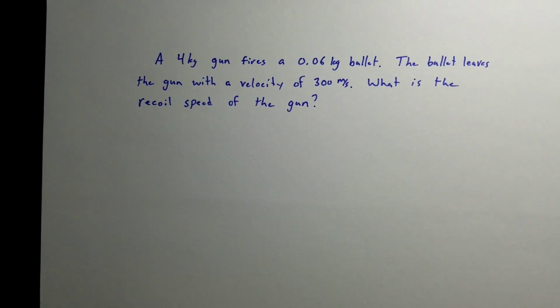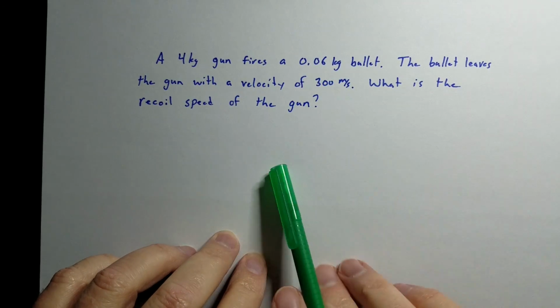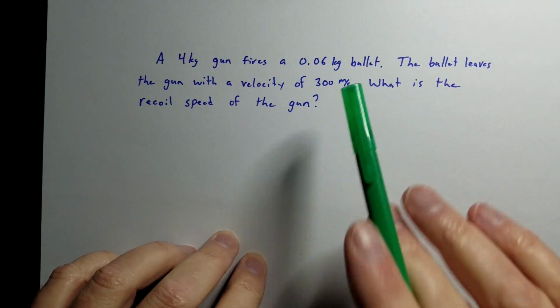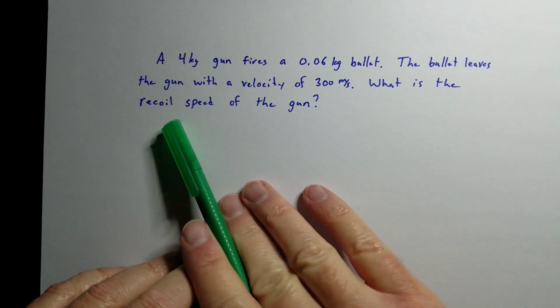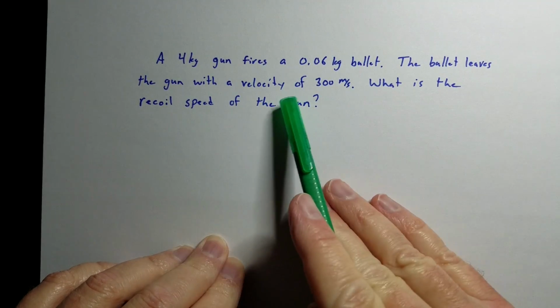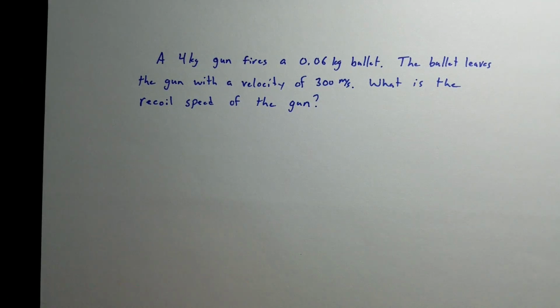Here's a very basic one. We've got a gun, or it could be a cannon, or like I said, it could be just two people pushing off of each other. It doesn't matter what it is, but we have one object together. So we've got a gun with a bullet in it, and the gun fires. The bullet leaves the gun with a velocity of 300 meters per second. What's the recoil? That recoil is that kickback from the gun, the recoil speed of the gun.